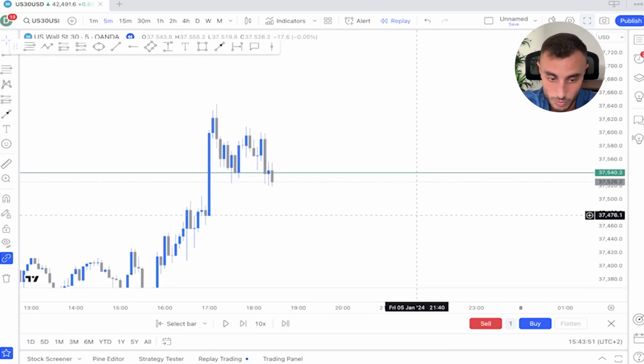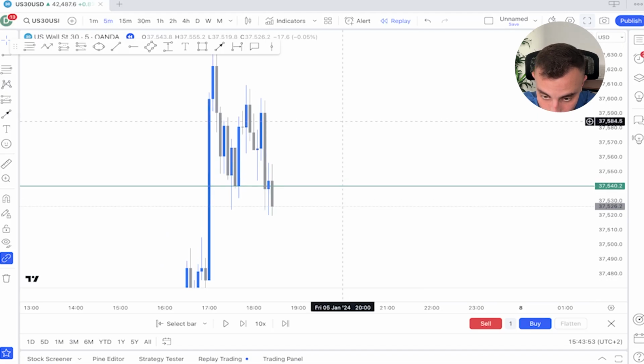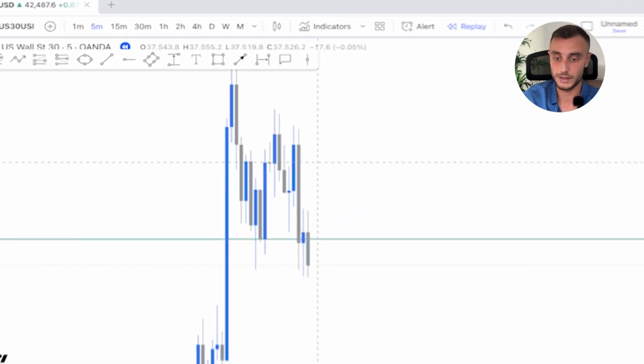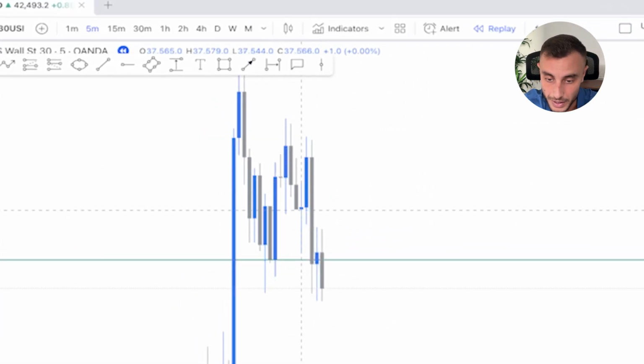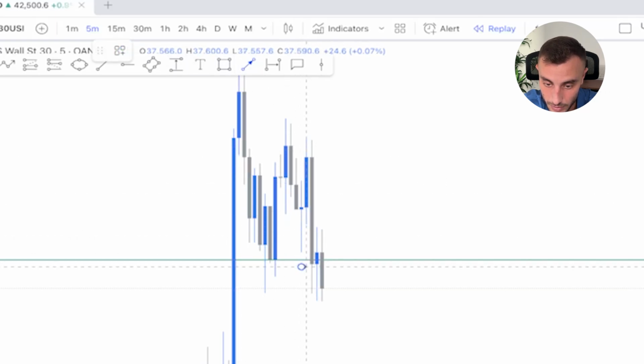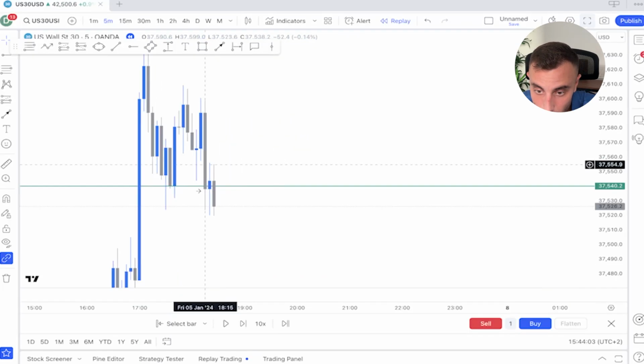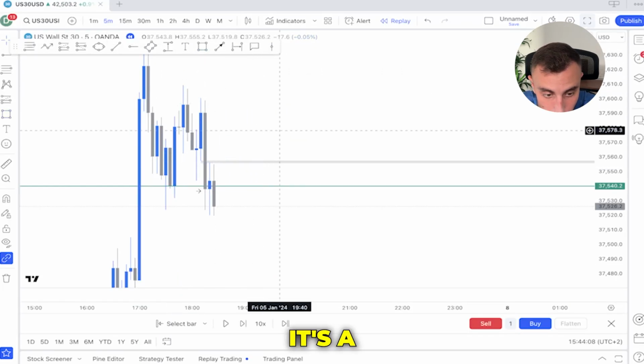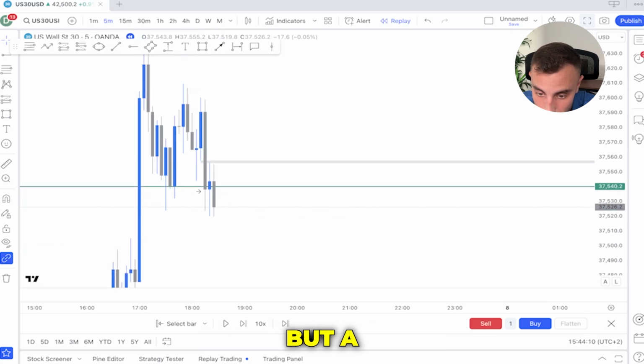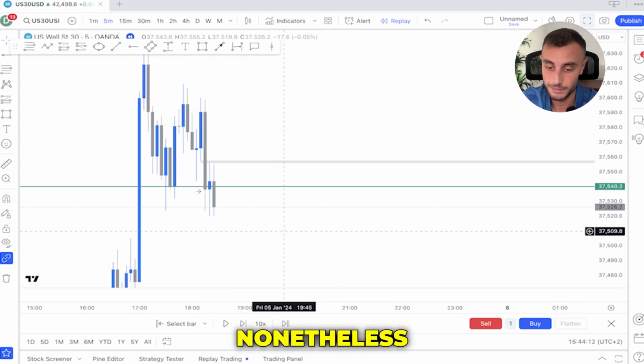All right, so do we have a shift here? Yes, we do. So check this out. We have a high, we have a low, we have a high, and we broke the low right here with this market structure shift. We also have an imbalance right here. It's a pretty small imbalance, but an imbalance nonetheless.